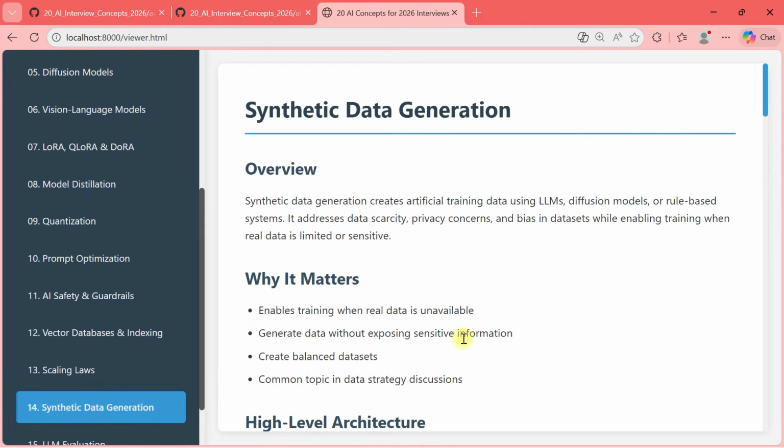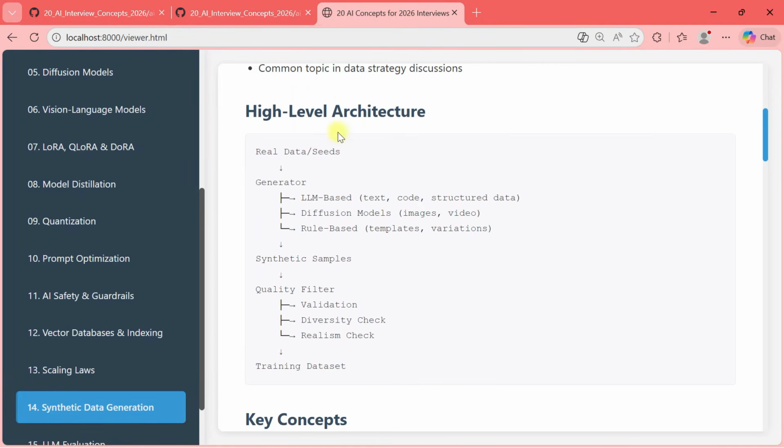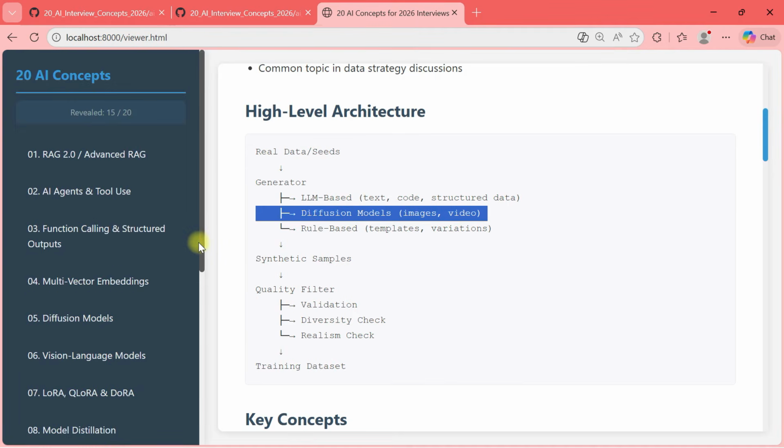Synthetic data generation. If you are into machine learning or data science or AI for some time, then this is not a new thing for you, right? Synthetic data, why do you need it? You need it for training, for testing, for validation, many purposes. What is the high level structure? You need real data and you can generate data through an LLM. Nowadays LLMs can generate data, and through diffusion models we can generate images, videos, etc. Diffusion model is one topic here as well.